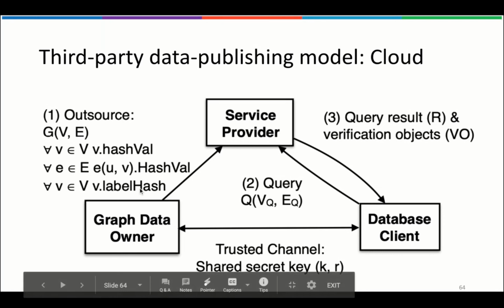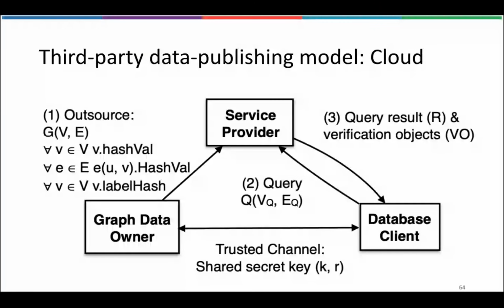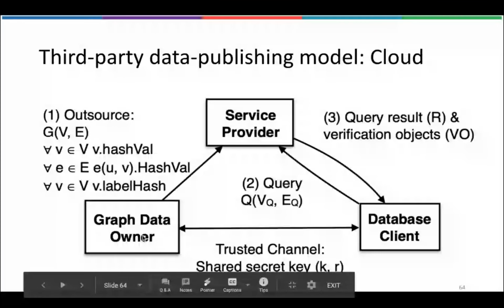So therefore, even if the graph data owner encrypts the data, the service provider has to decrypt it, unless it uses fully homomorphic encryption to carry out query processing. So the graph data owner has to sign it or create an HMAC, and send it to the service provider, so that the service provider does not have to get access to the key, or regenerate the HMAC there, right?